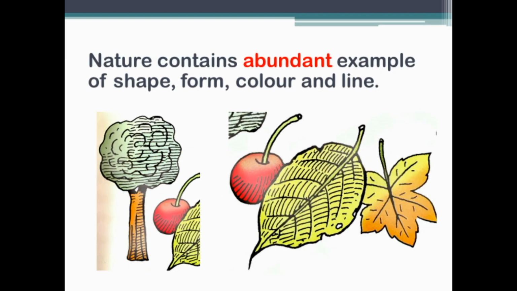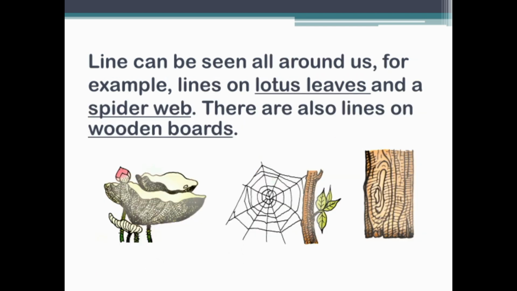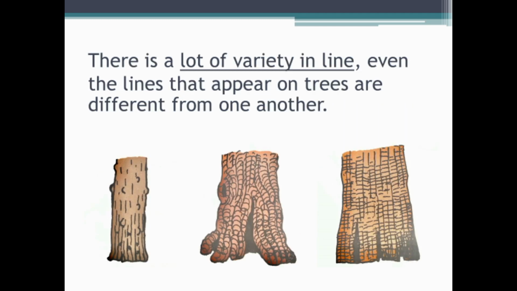Nature contains abundant examples of shape, form, color, and line. You should observe and identify how the shapes of objects can be represented using line. Lines can be seen all around us. For example, lines on lotus leaves and in a spider web. There are also lines on wooden boards. There is a lot of variety in line. Even the lines that appear on trees are different from one another.